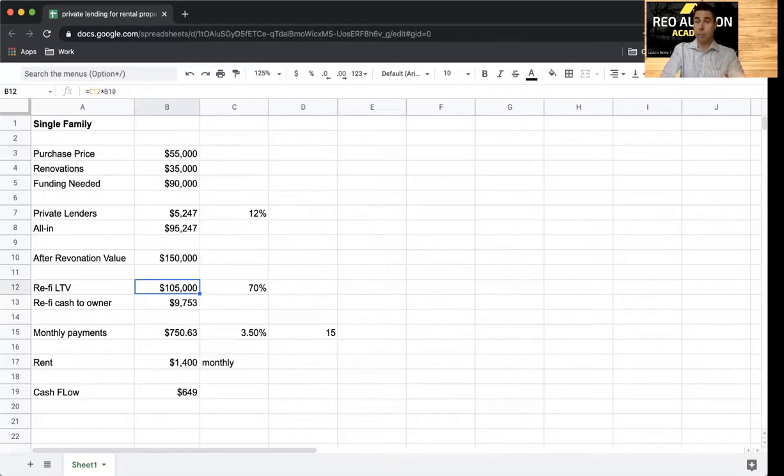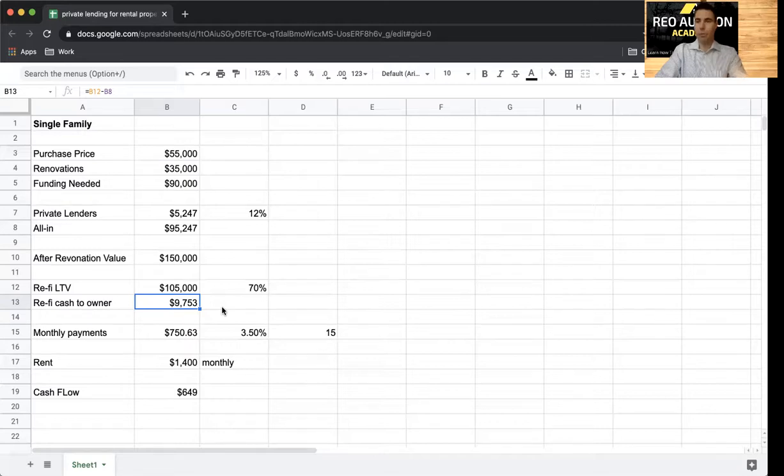You could then take that money and pay back your lender their 90K plus their interest, so their 95K, and then you actually pocket $9,000 when you close and refinance the property. So now you're into this property for nothing. You paid off your lender. You got an extra 9K, almost $10,000 in your pocket for your next investment property.